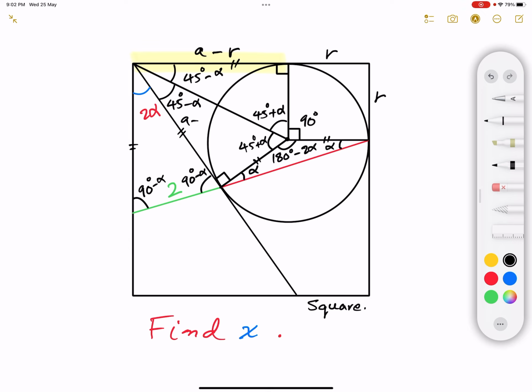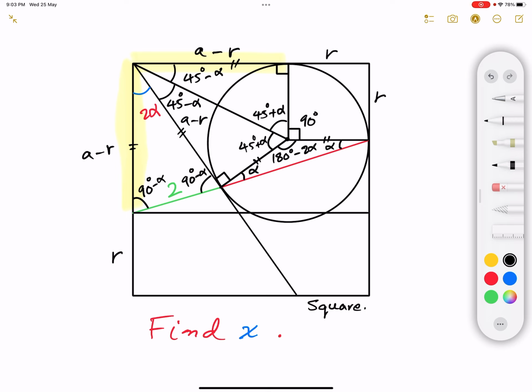So this is A minus R, and this is also A minus R because this is also an isosceles triangle, since the two base angles are equal. So that makes this side length here equal to A minus R. The remaining length, since the square side length is equal to A, A minus R, is going to leave us with R here as well. I will draw from this point a perpendicular line on the other side of the square. But let me move it a little bit down.